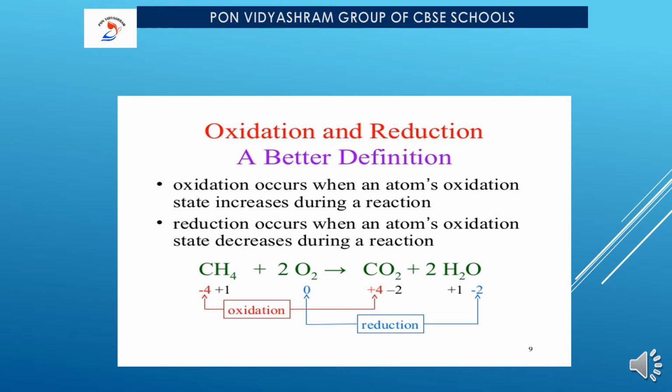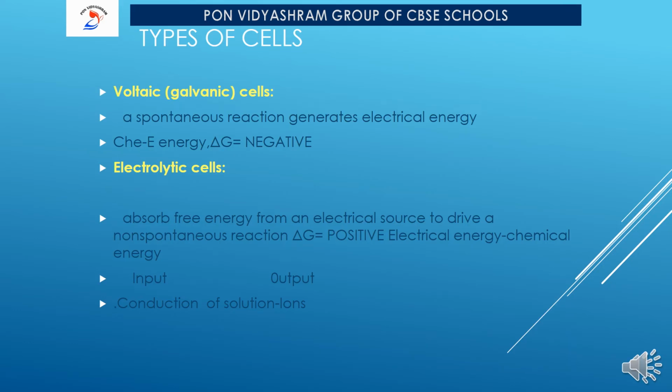I hope you have understood this concept. In electrochemistry, two types of cell have to be discussed. One is the electrolytic cell and the second one is the voltaic or galvanic cell. An electrochemical cell is also known as a galvanic cell or voltaic cell. A device used to convert chemical energy into electrical energy is called an electrochemical cell.